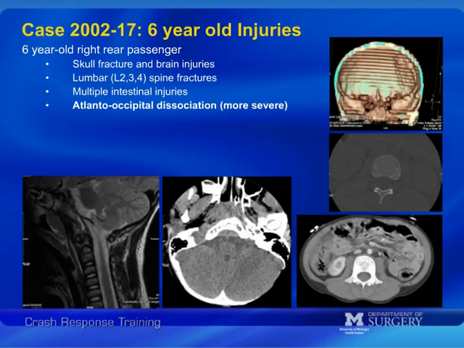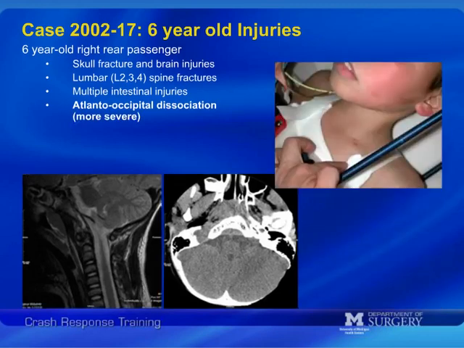So both of these children are very lucky. Typically, these atlanto-occipital dissociations are fatal injuries, but here they were right on the cusp of getting a very severe injury. The child ended up getting surgery for a fusion and required a halo for many months.